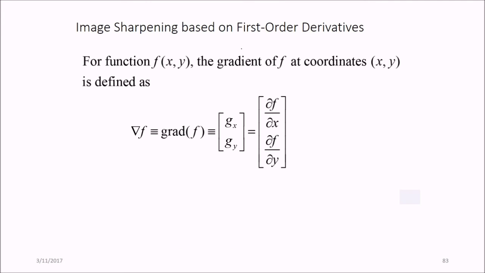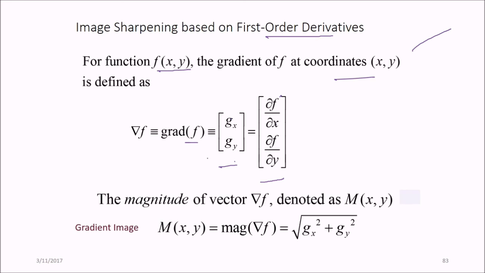And image sharpening based on first order derivatives. For a function f(x,y), the gradient of f at coordinates x and y, the gradient being nothing but the slope, is defined as del f, which is the vector gx, gy, that is del f by del x, del f by del y, if we represent it in matrix form. The magnitude of del f is given by the square root of gx squared plus gy squared. So this is the gradient image, which is given by the magnitude of del f.